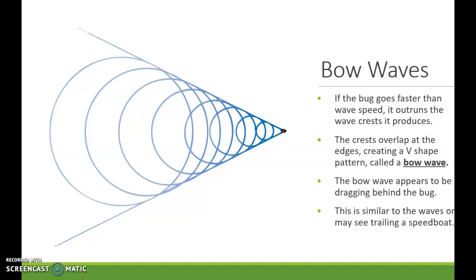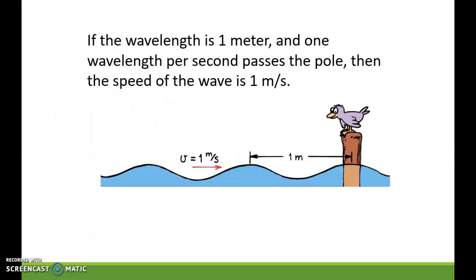If the bug goes faster than the wave speed, it produces wave crests. The crests overlap at the edges, creating a V shape called a bow wave. The bow wave appears to be dragging behind the bug. This is similar to the waves one may see trailing a speedboat. The wavelength is 1 meter, and if one wavelength per second passes the pole, then the speed of the wave is 1 meter a second.